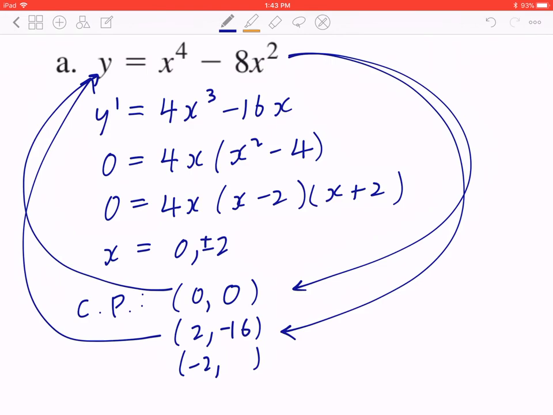Now, if you look at the last case, negative 2, you're still going to get the same y value because x to the 4 and x to the 2 implies this function is going to be even. And an even function is going to be reflected with respect to the y-axis, which means you're going to get the same y value.